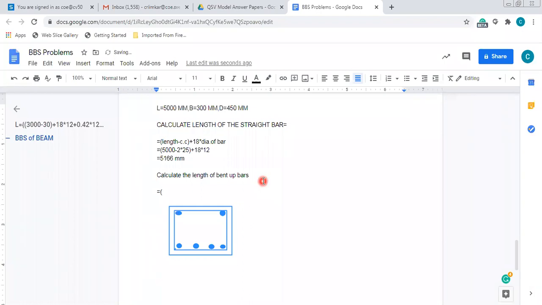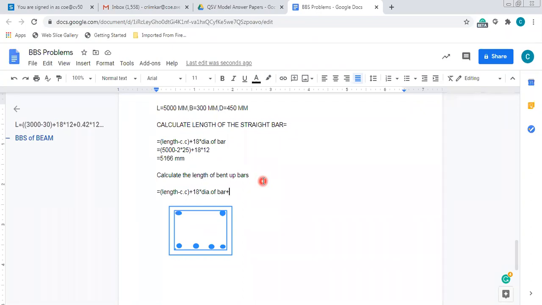Length of bent up bar equals to, again, length which has been given minus clear cover, plus 18 times diameter of the bar, plus what next thing that we are going to add in this? As it's a bent up bar, 2 bars are bent up. What additional thing are we going to add over here? Anyone? Additional thing is nothing but your additional length which is required for the bent up. And how are we going to calculate that additional length?